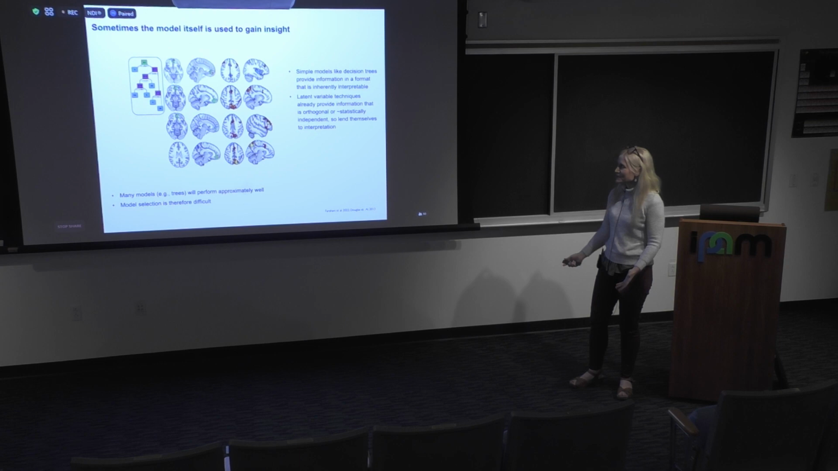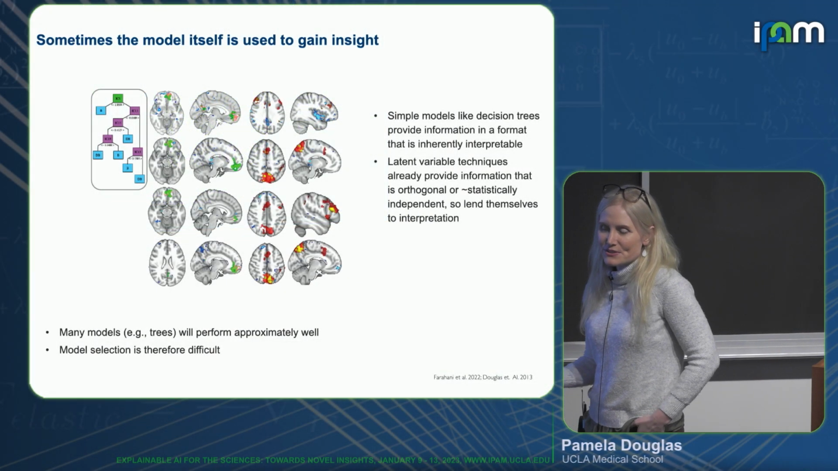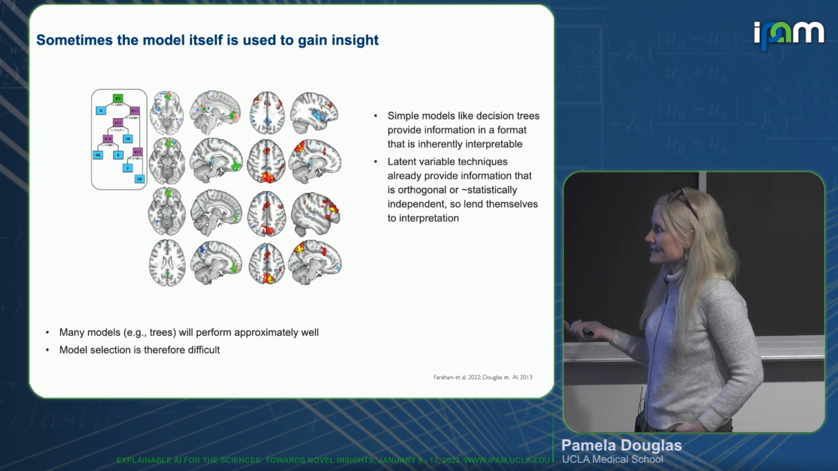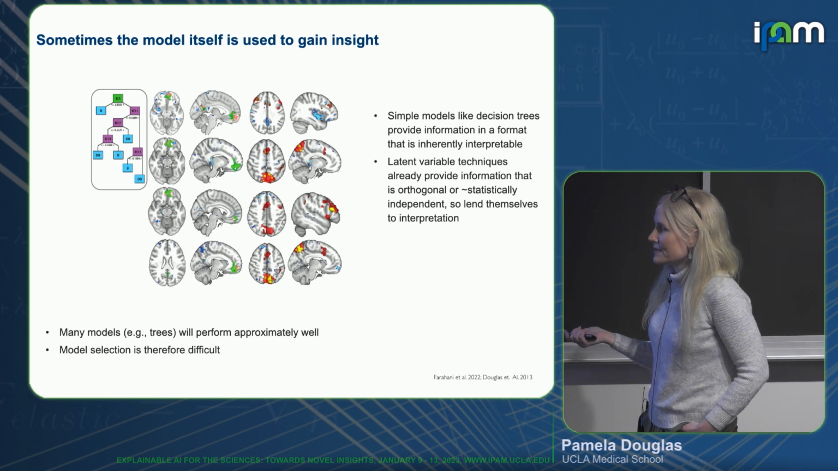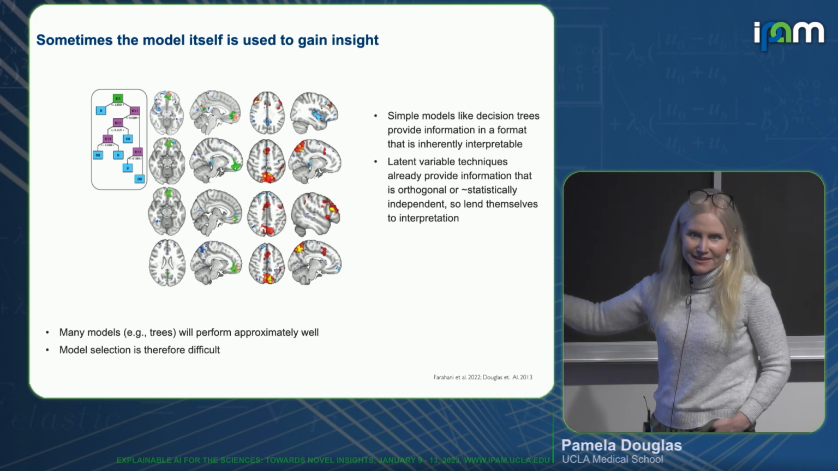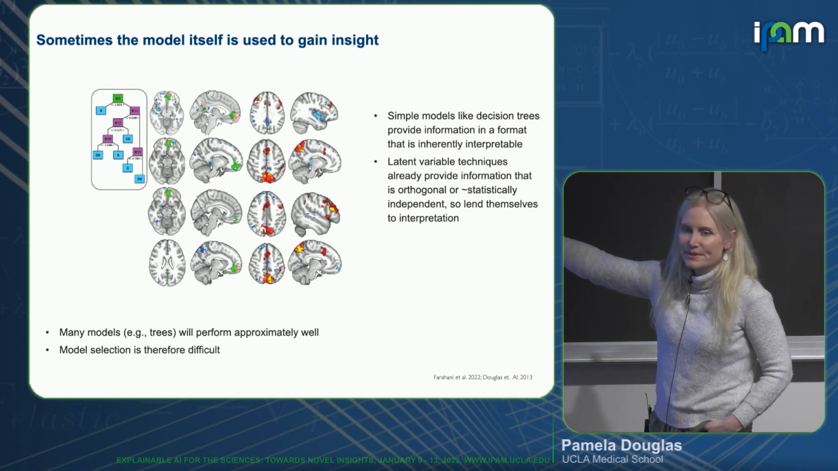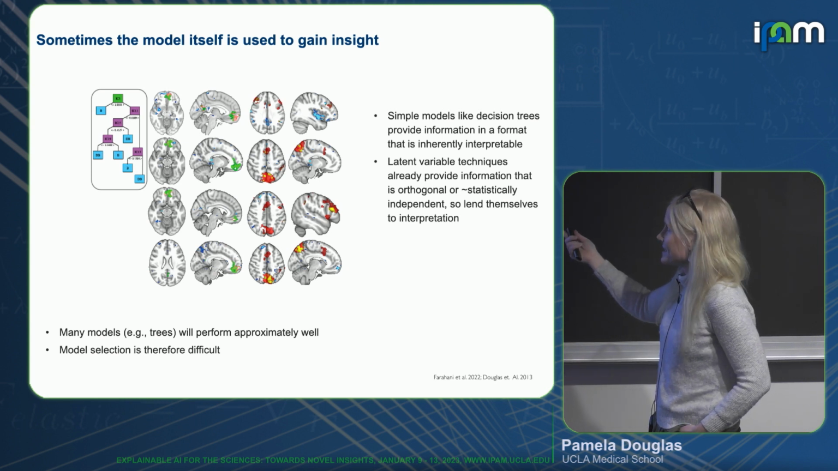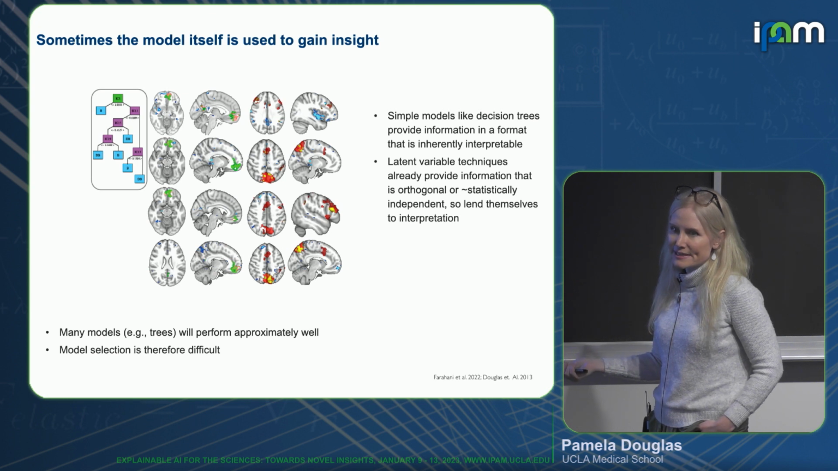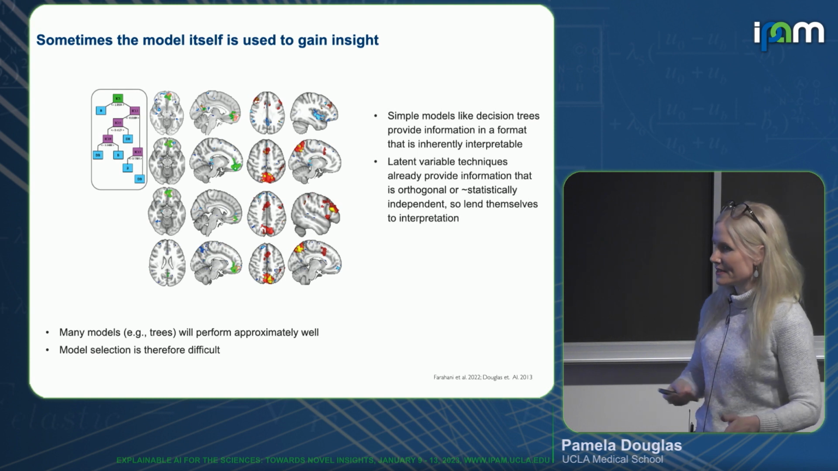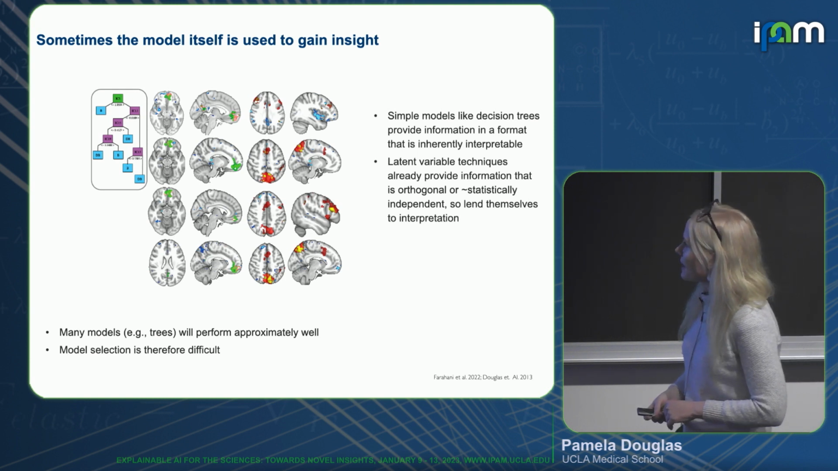So this is a very simple example, but I still really like it because decision trees are so very simple, and they're just inherently interpretable. And so this is an example of using fMRI data to predict human decision making using decision trees in combination with independent component features. And it's very nice because it's simple. The latent variable technique eliminates a lot of the covariance in the data, so it makes the interpretability a lot easier.